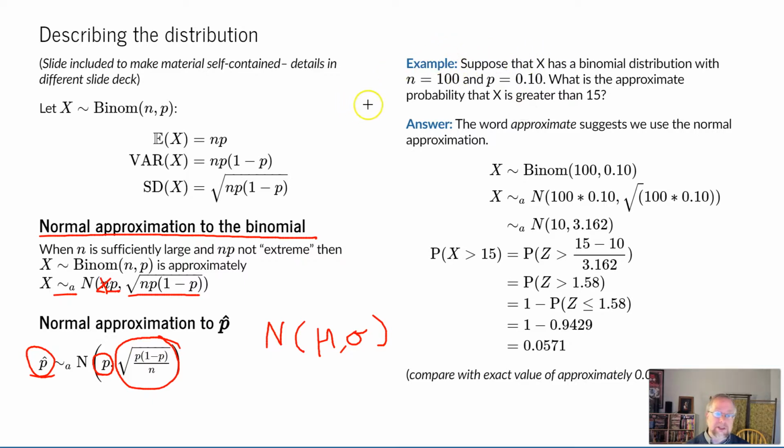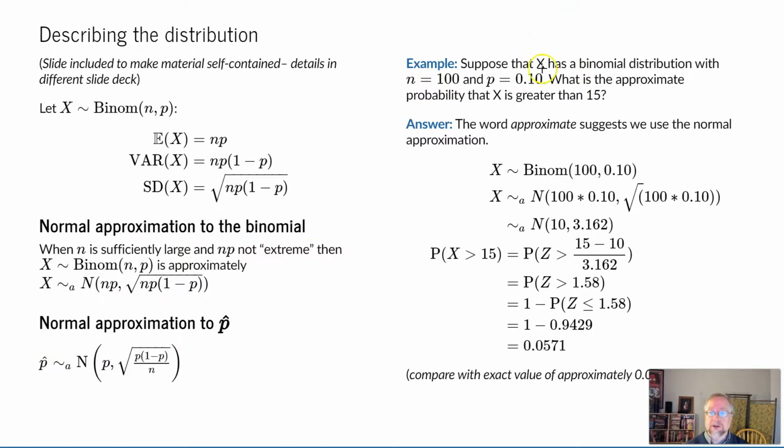All right, now let's use this normal approximation to the binomial so you can get an example of it. Suppose that x is a binomial distribution with n of 100 and p of 0.10. What is the approximate probability that x is greater than 15? The word approximate is the key thing here. Approximate suggests we use the normal approximation. So what you do is figure out the mean and the standard deviation. The mean is n times p, 100 times 0.10.